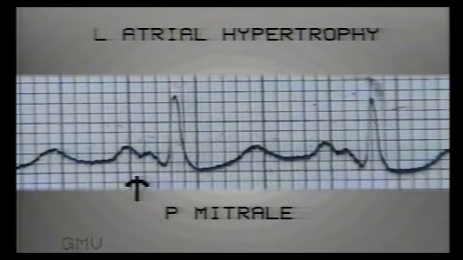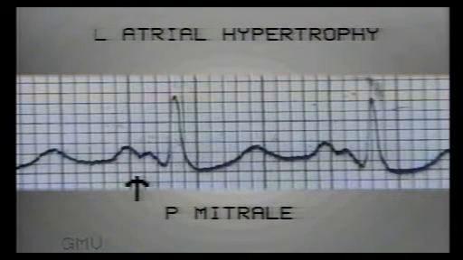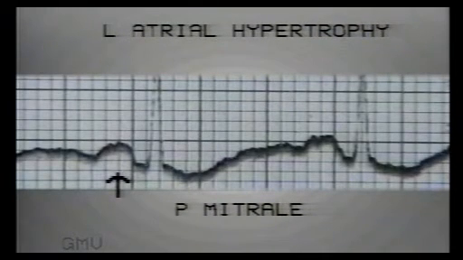Note the P mitrale, notched and 3.5 small squares wide. Width more than 2.5 squares is the main criterion. This is another P mitrale, not notched but 3 small squares wide.